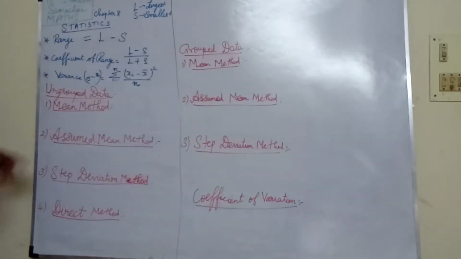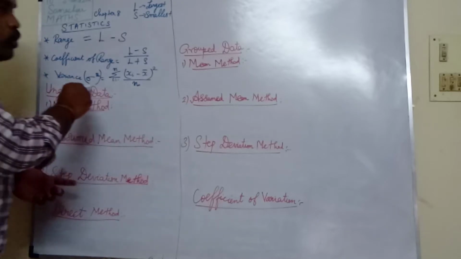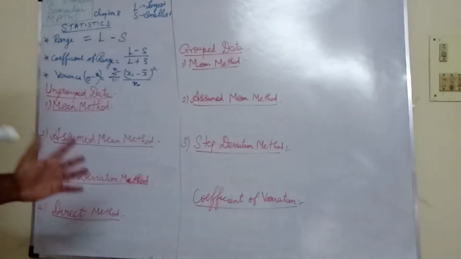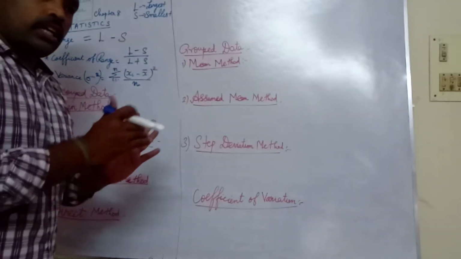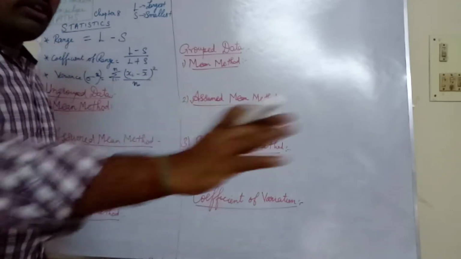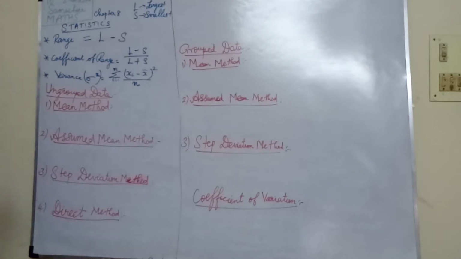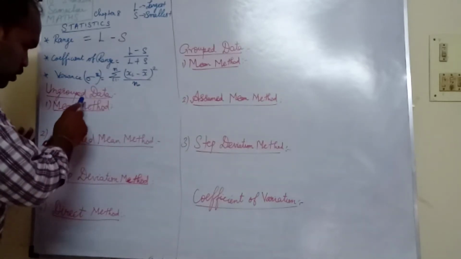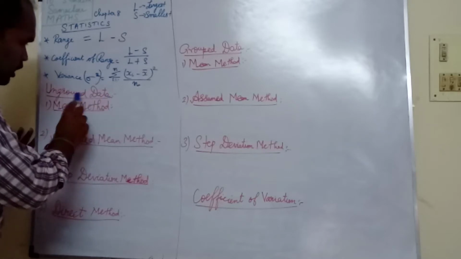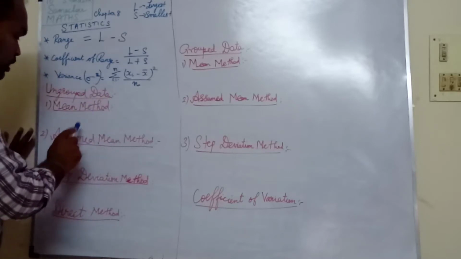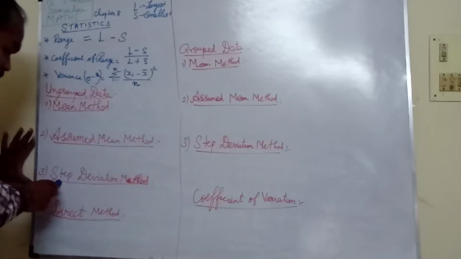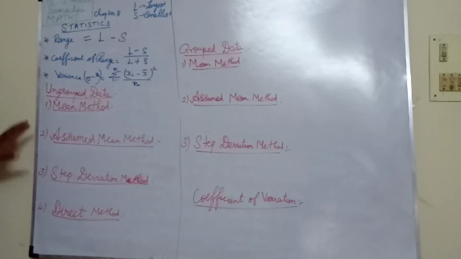So this is about ungrouped data and grouped data. There are two types of data. Ungrouped data means how we need to solve using the formula, and grouped data means how we need to solve using the formula. Here also three methods are there under the ungrouped data: mean method, assumed mean method, step deviation method. So what is the formula for the mean method?